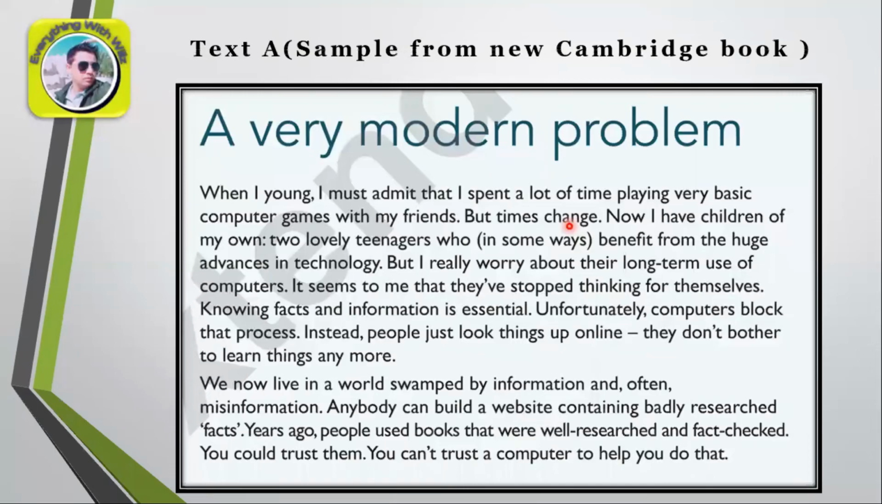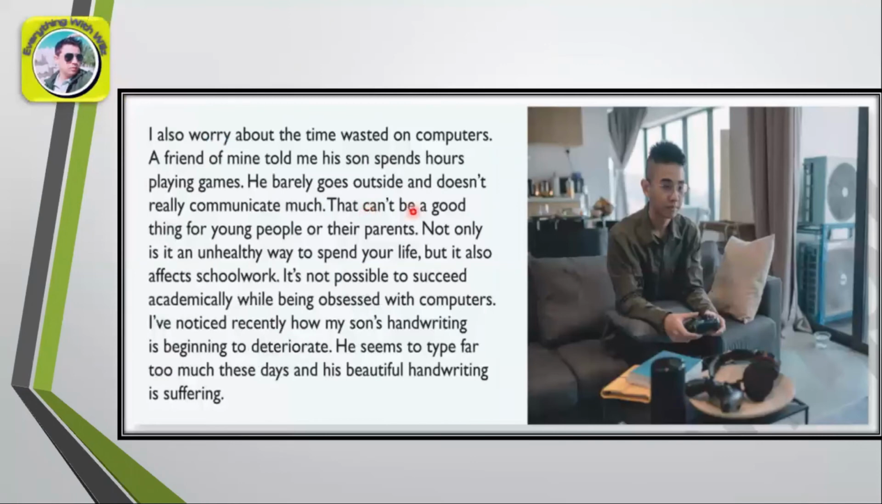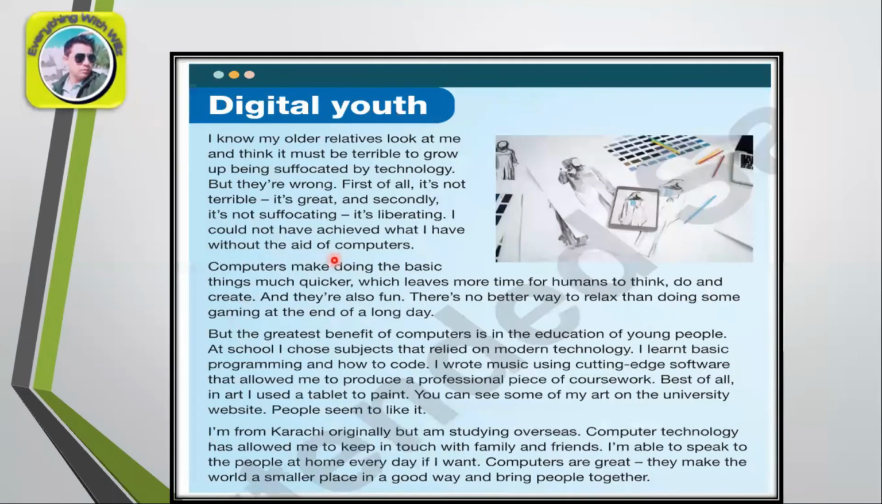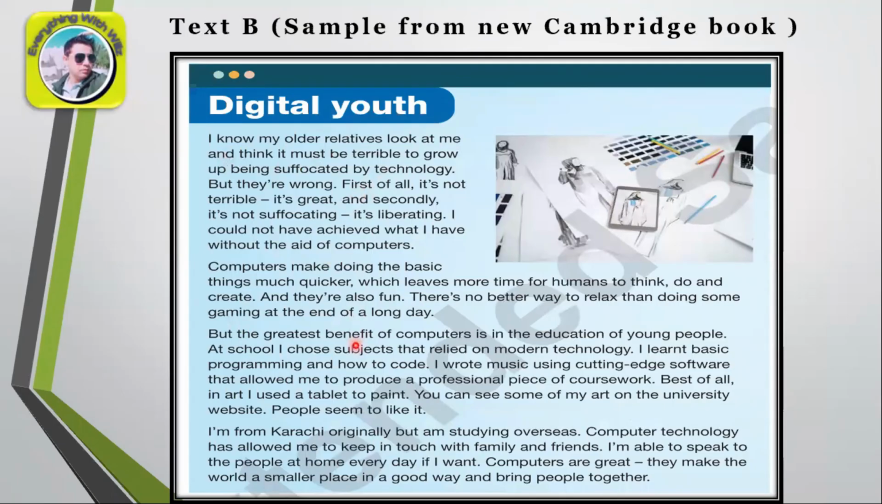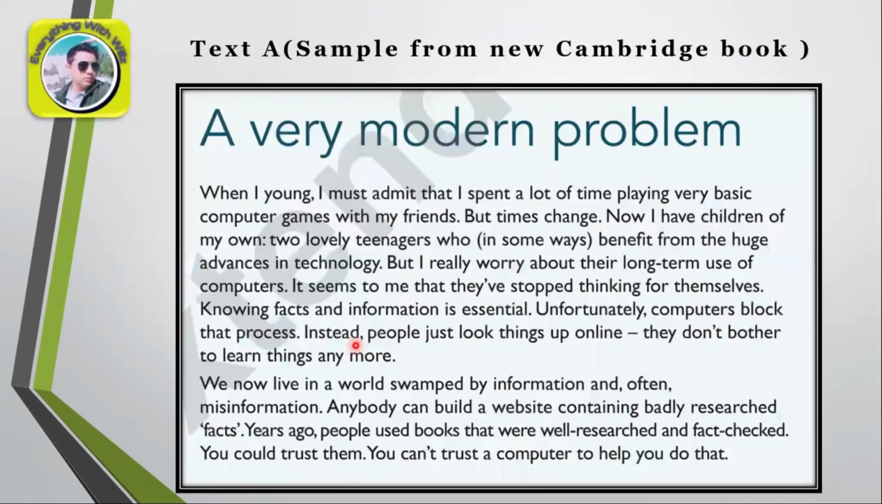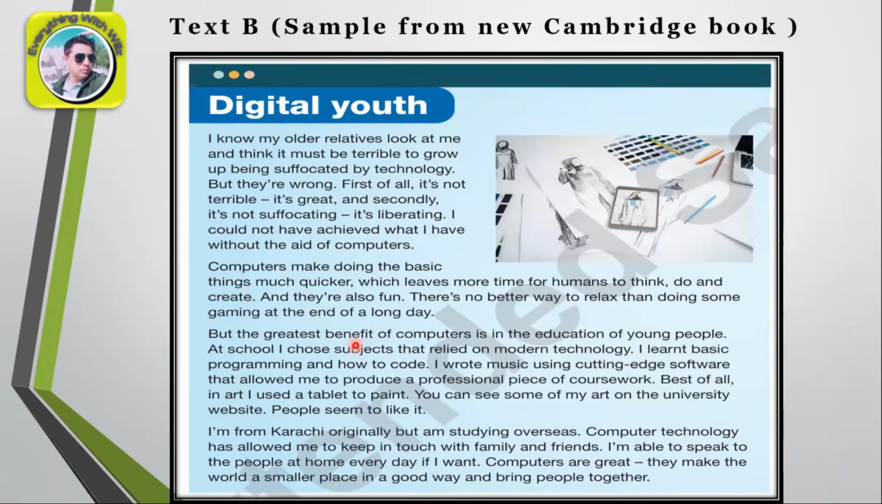So here is text A, and text A is describing the disadvantages of modern technology or computers used by young people, and this is also part of text A. And this is text B. Text B is basically giving you the advantages of using computers or technology by young people. So you have to read and underline all the disadvantages and all the advantages of using computers. Once you have done that, you have to decide whether to support the advantages or the disadvantages.